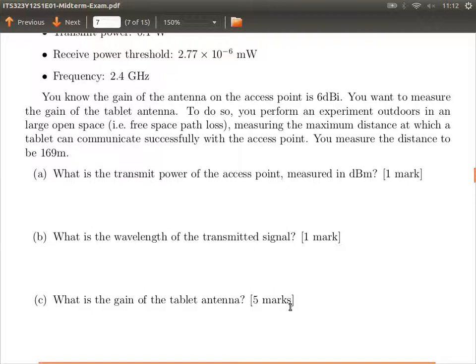How are you going to calculate that? You know something about the setup. You have an access point, say on the wall. Someone has a tablet. And we know that if we're 169 meters away from each other, we can communicate, but any further, we cannot. Let's try and draw that and keep track of the values that we have.